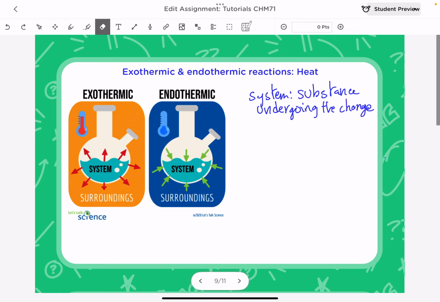So when the system releases heat to the surrounding, as you can see in this diagram, the temperature of the surrounding will increase. Now, if the system absorbs energy from the surrounding, this means that the reaction, the change is endothermic, and the temperature of the surrounding will drop.